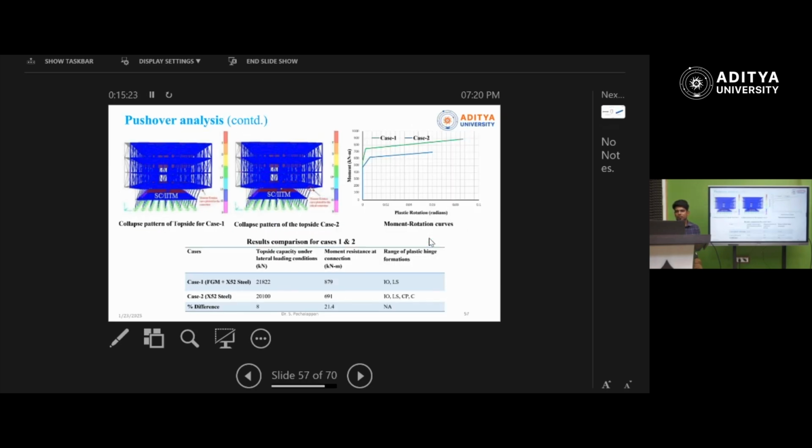Now, the collapse pattern in case 1 is only using the X52 steel. Case 2 is using X52 steel and FGM. And the results are compared here. So in case 1, we are able to see the range of plastic hinges: immediate occupancy, and then life safety. In case 2, immediate occupancy hinges are there, life safety hinges are there, and collapse prevention and collapse hinges are also there. Okay, so that is the difference.